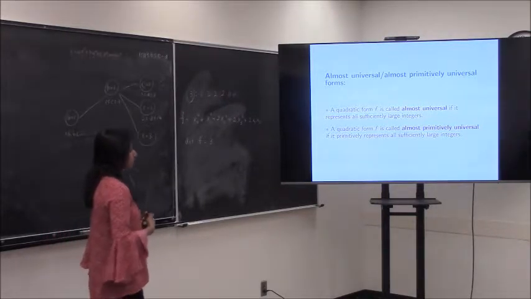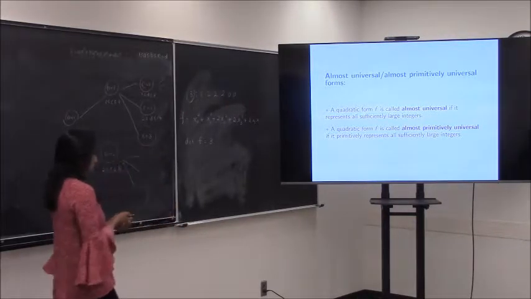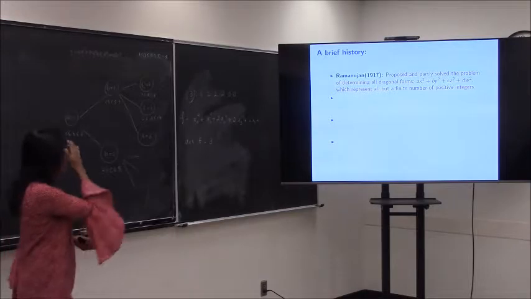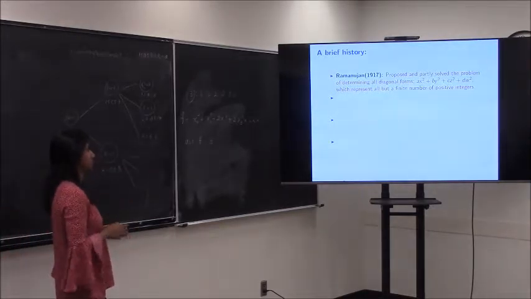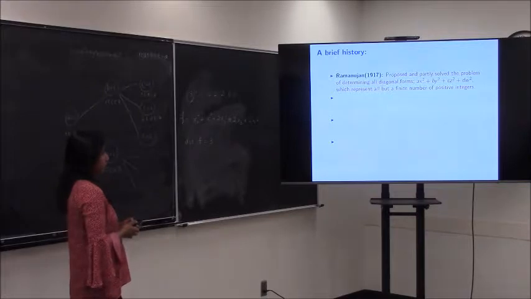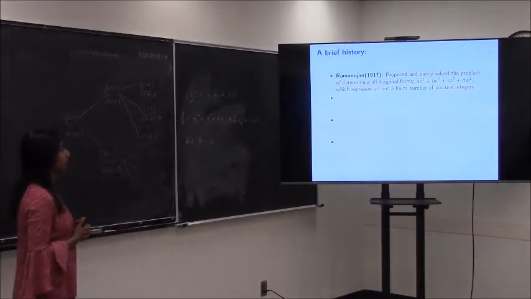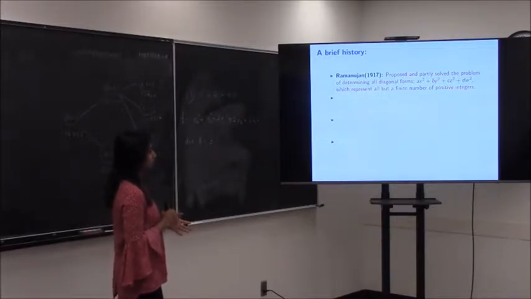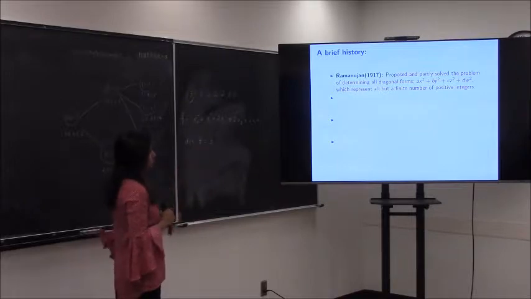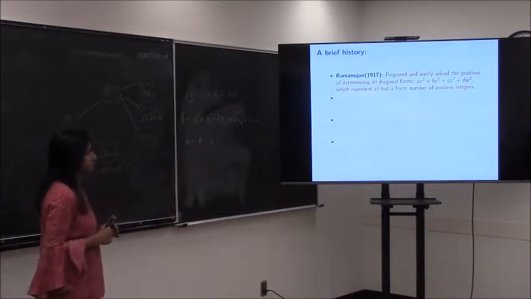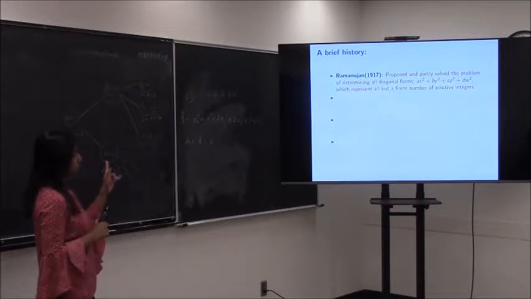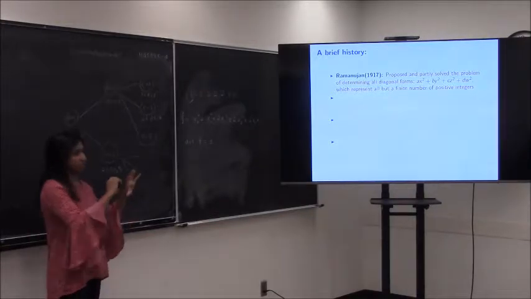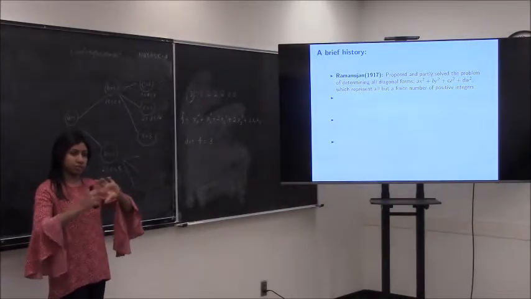So there were some studies done previously, and some historical approaches to almost primitivity also, and almost universality. In 1970, with his studies, Ramanujan proposed and partly solved the problem of determining all diagonal forms of the form ax squared plus by squared plus cz squared plus dw squared which represent all but a finite number of positive integers. So there he introduced this problem, almost universality.